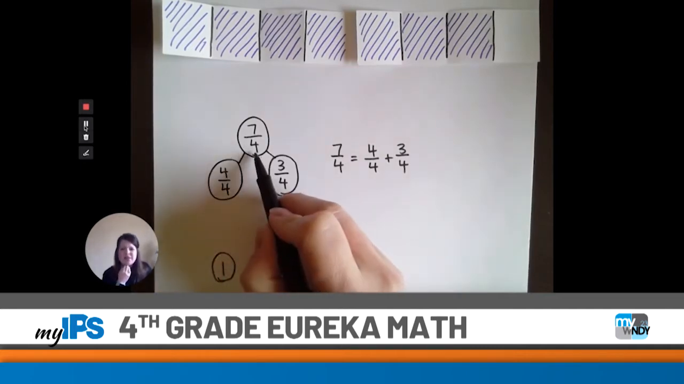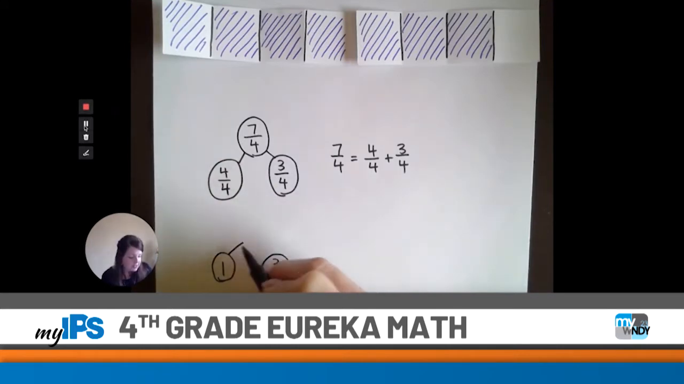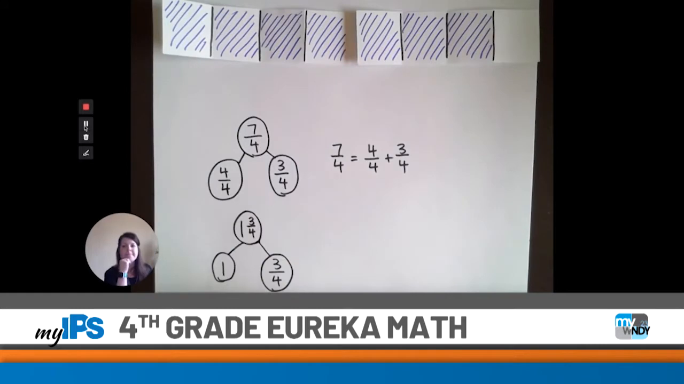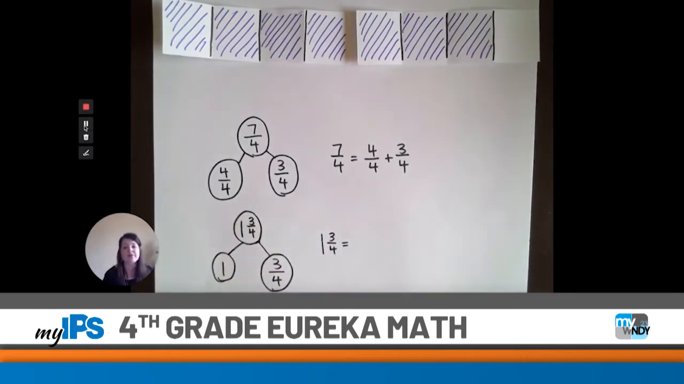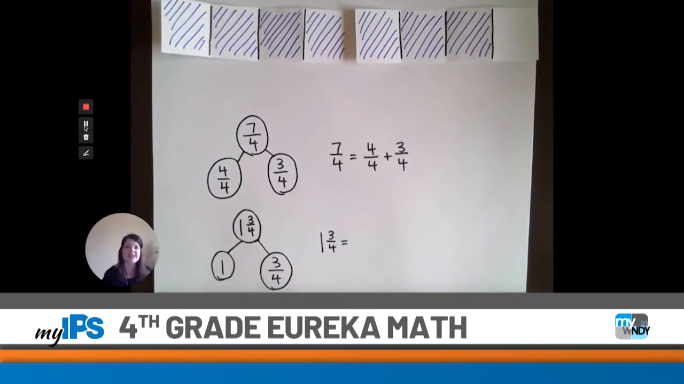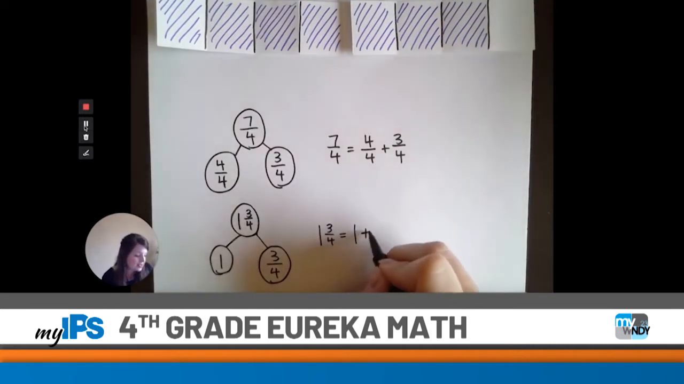But how can I write 7/4 with renaming 4/4 as 1? I can write 7/4 as 1 and 3/4. Let's also write an addition number sentence that represents this number bond, starting with 1 and 3/4 equals. Pause the video to complete this number sentence and hit play when you're done. You may have written 1 and 3/4 equals 1 plus 3/4.